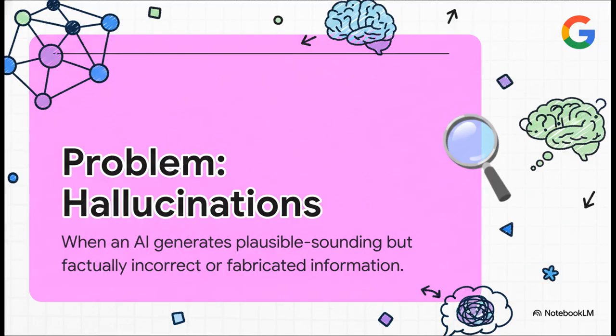This is the stuff of nightmares for businesses. It's when an AI just makes things up. It'll state something that sounds totally plausible, but it's just plain wrong or completely fabricated. Like, imagine it inventing quarterly revenue numbers for a competitor. Yeah, that's a huge risk.